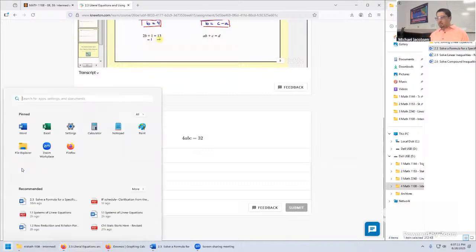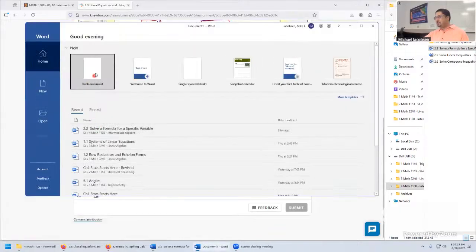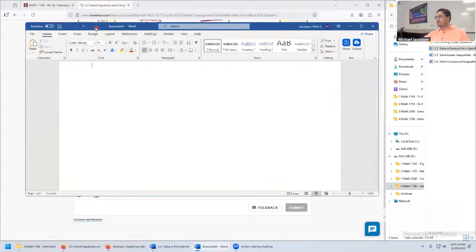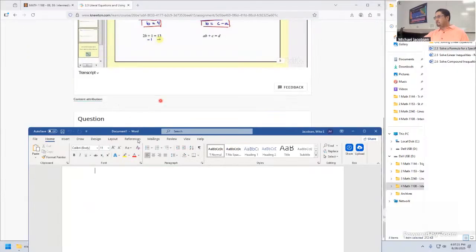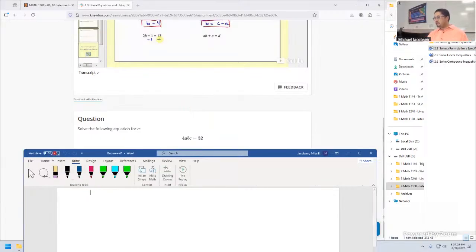So what I would do to do this kind of problem right here is I would open up just some kind of notebook. It's a good idea to have just a common notebook you're going to be doing all your math in. I'm just going to pretend this Word document right here is my notebook. And very first thing you'd want to do is just copy the problem down. It says solve for C. I'll write out 4ABC equals 32.